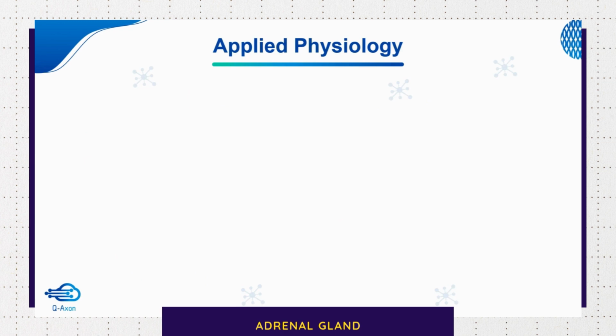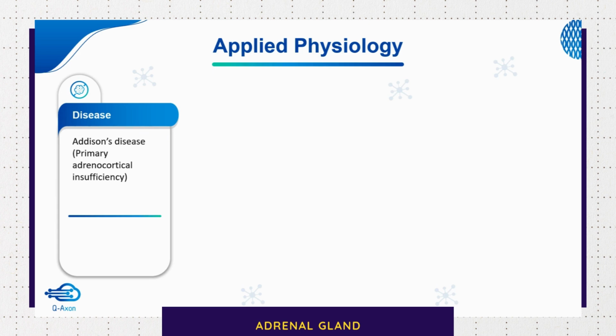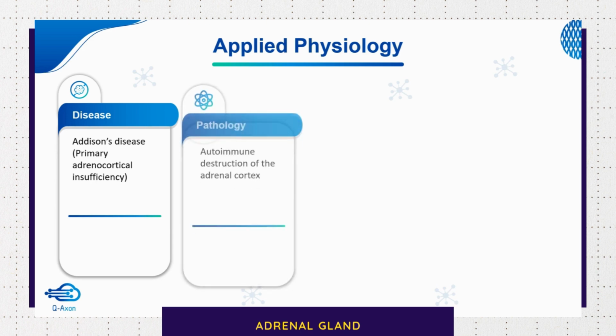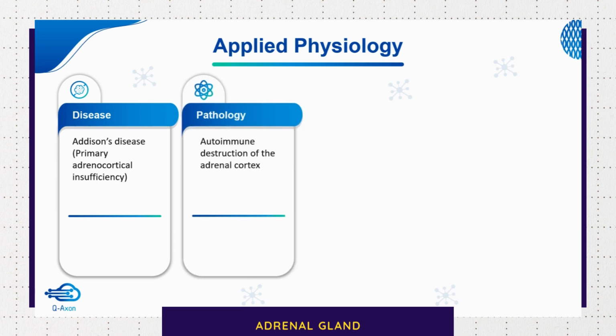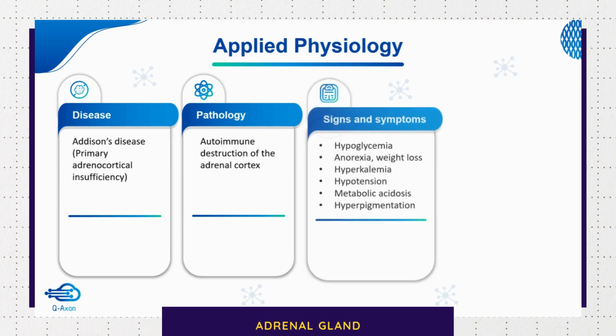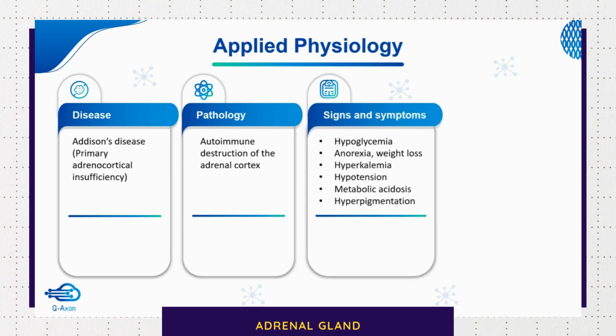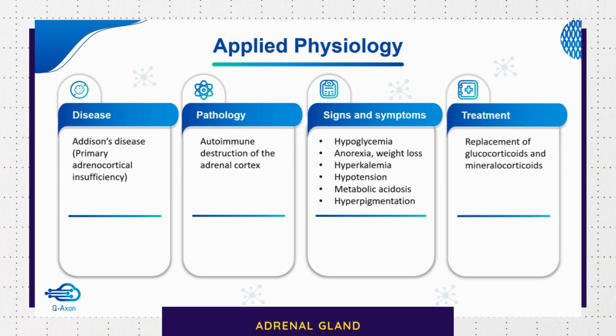How about we see some diseases, pathology and signs and symptoms and treatment now, which is related to adrenal cortex. We have Addison's disease, which is said to be a primary adrenocortical insufficiency. The pathology involves autoimmune destruction of the adrenal cortex. The signs and symptoms include hypoglycemia, anorexia and weight loss. There can be hyperkalemia, that is increase in serum potassium level. Then we have hypotension, metabolic acidosis and hyperpigmentation. The treatment involves replacement of the glucocorticoids and mineralocorticoids.